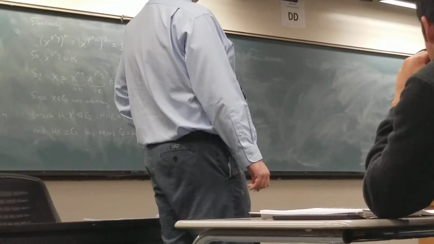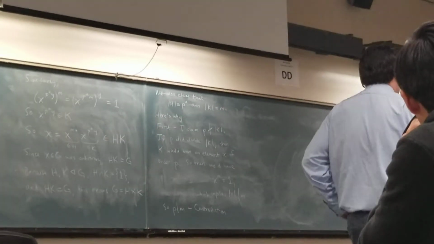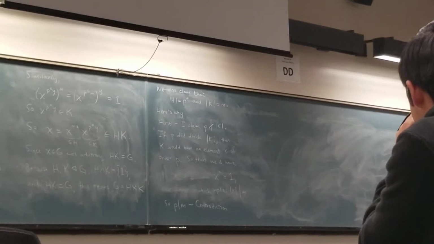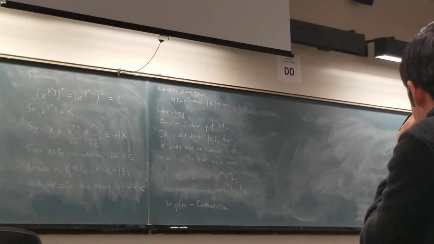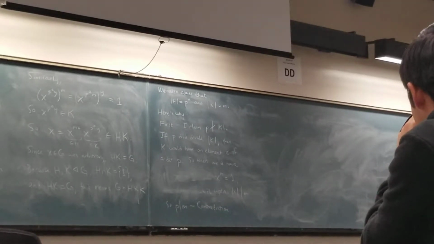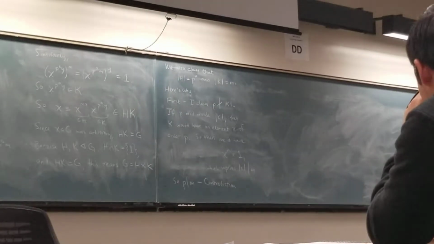Okay, one more time slower. So if P did divide the order of K, then K would have an element X of order P. So X to the P would be the identity, which would mean that X was in H. So X was in H, but they only intersect trivially. Oh, that's clever. Yes, you could have done that actually.